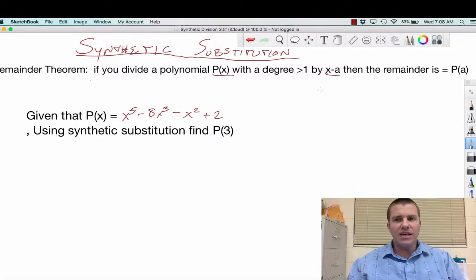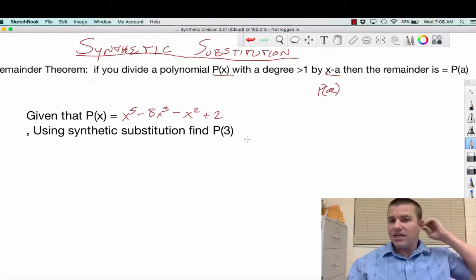Now what that means is p of a, remember we did direct substitution, which was directly substituting it in for x and simplifying it. Synthetic substitution, you can get that same value as you did with direct substitution by using basically the synthetic division part. The only difference is they're giving me this x value here.